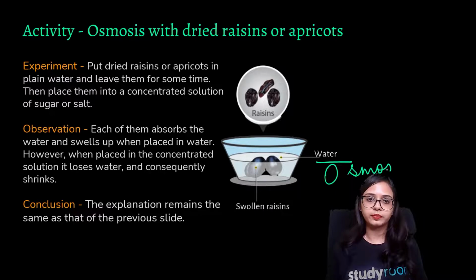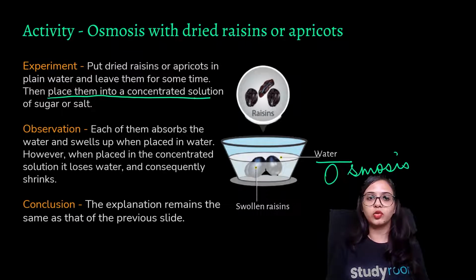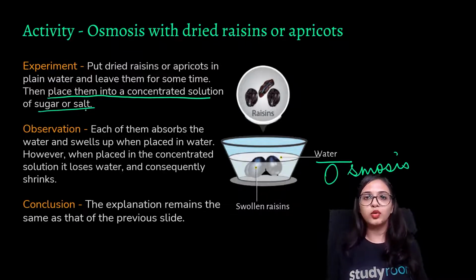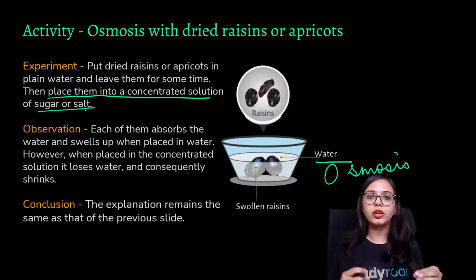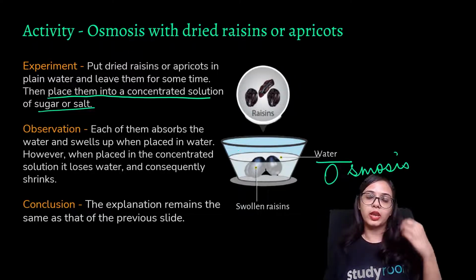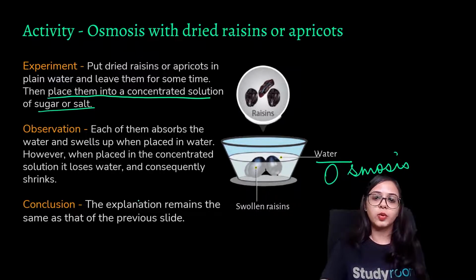All right. And after that, when you place them into a concentrated solution of sugar or salt, in any solution in which the concentration of solvent is less, then what will happen? Those swollen raisins, they are going to shrink because they will lose water. The water will flow from that high concentration, that is from inside the raisins, towards outside where the concentration of the solute is higher. So that is what happens, that when placed in concentrated solution, it loses water and it consequently shrinks.